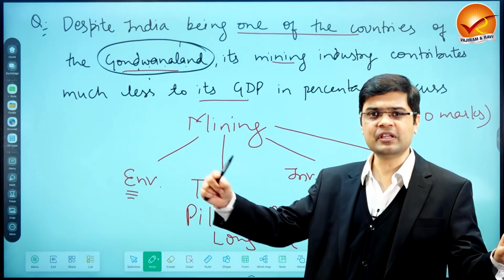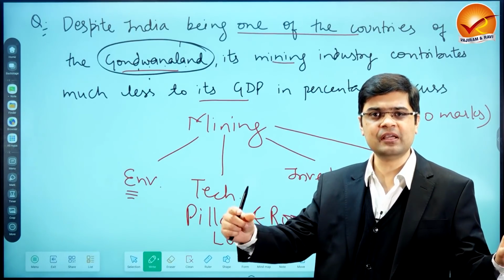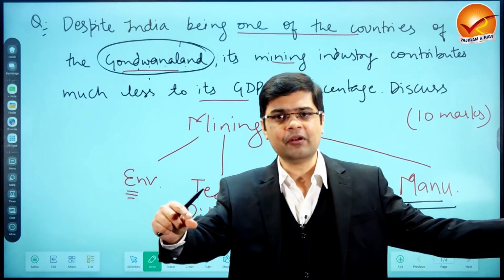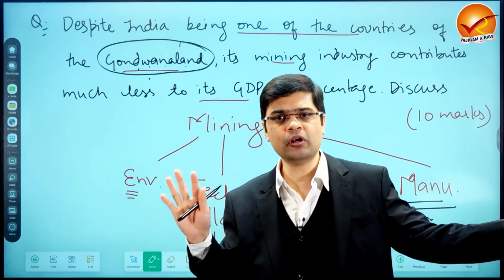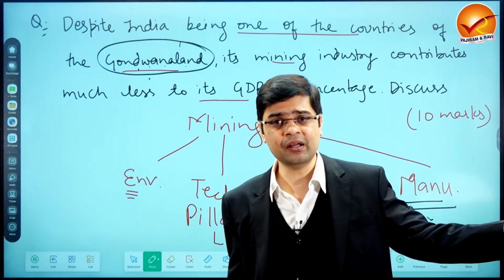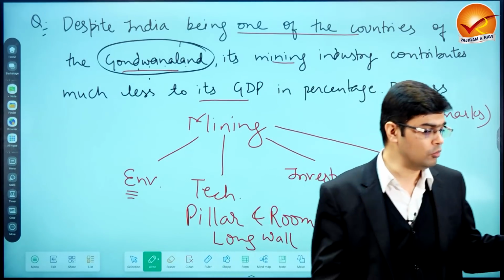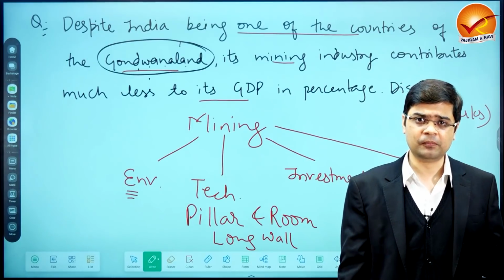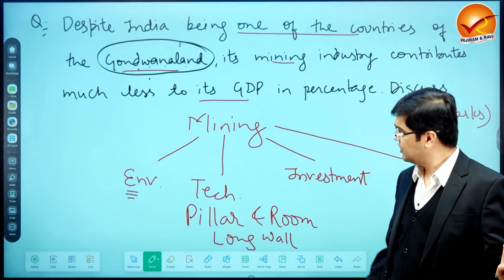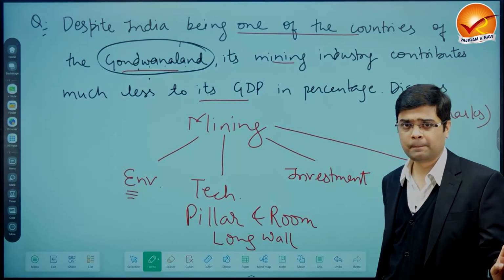Okay? Then towards the end, you can conclude by saying that 55 million people are indirectly dependent on mining in India, and directly it provides employment to almost 11 lakh people. Okay? So this way you can conclude this question.